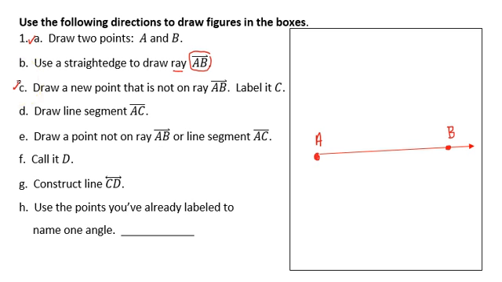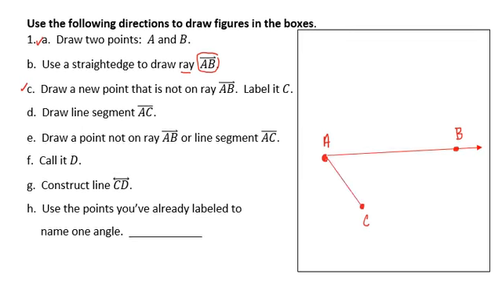Next step says to draw a line segment AC. So a line segment has a point at both ends. One of the points will be point A, and now I just have to draw a point and call it C. So I'm going to go down here, draw a point, label it C. So now I just have to connect the two to make line segment AC. And there's my line segment AC.